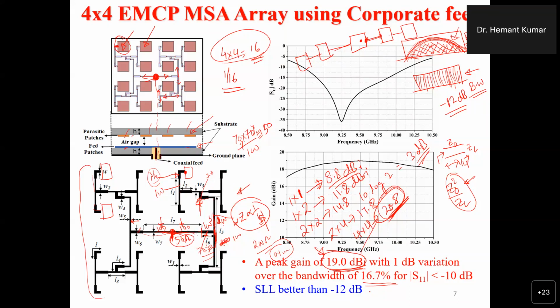In this case, I have not shown the radiation pattern here; I'll show it in the next slide. But the side lobe level that can be obtained using this 4x4 corporate feeding network is minus 12 dB, because we are using uniform feeding, right? If we use non-uniform feeding, you will get a better side lobe level, but you will get less gain, right? So this is a 4x4 EMCP array using corporate feed.